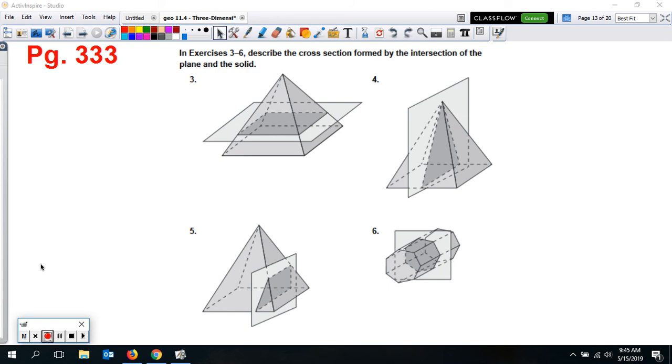Okay, so for 3 through 6, go ahead and just pause the video and do your best at describing the cross-section formed here, which is the darker gray part here in the middle. So try to figure out what shape that is. Go ahead and try to describe that shape of the cross-section.